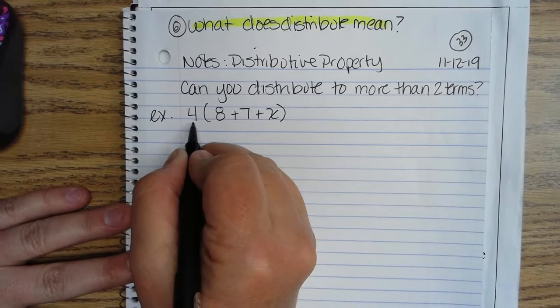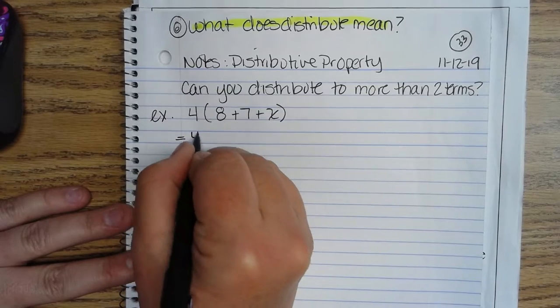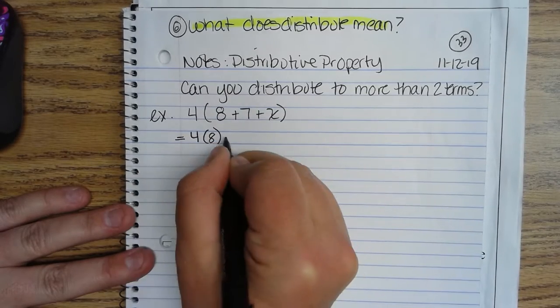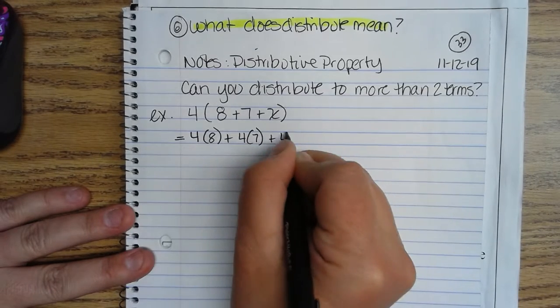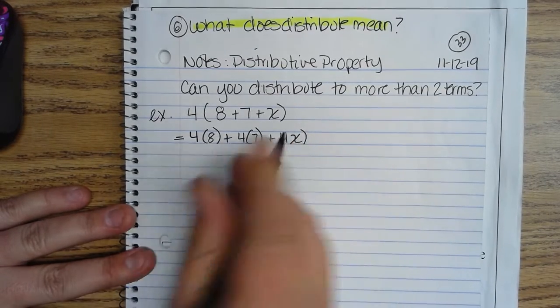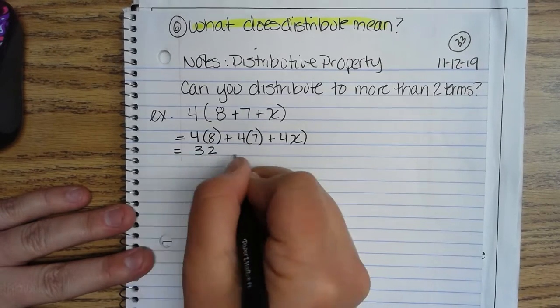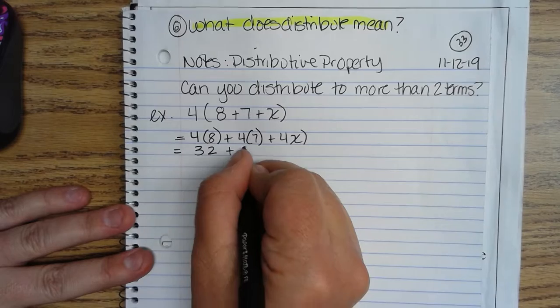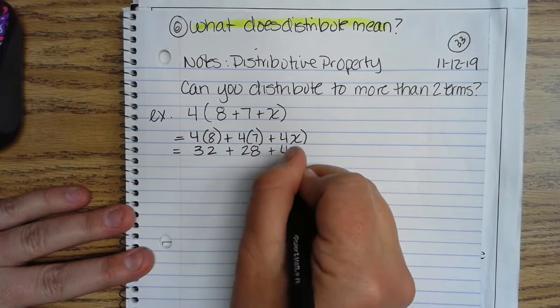So now we're going to distribute the 4 out to every part to go with it. I distribute the 4 to the 8. I distribute the 4 to the 7, and I distribute the 4 to the x. So when I put it all together, I'm going to get 4 times 8 is 32, 4 times 7 is 28, and 4 times x is 4x.